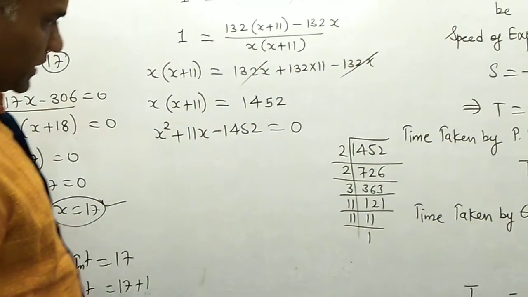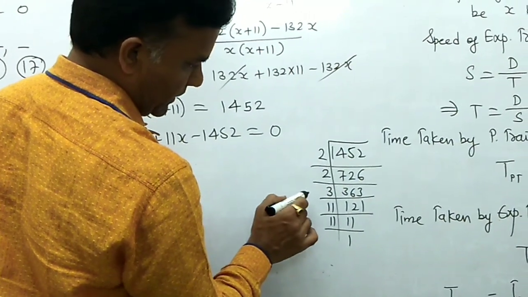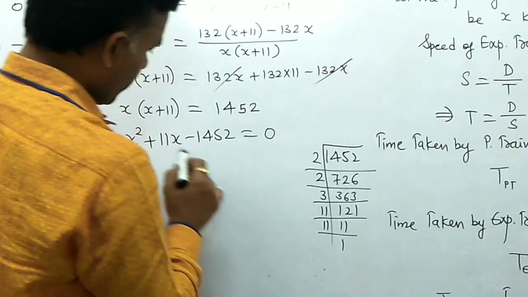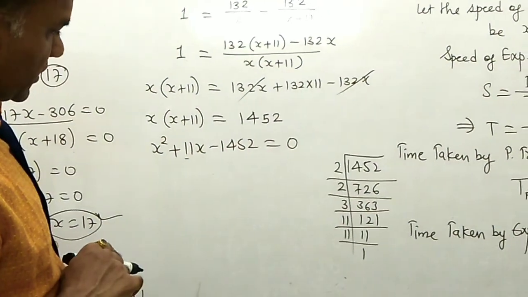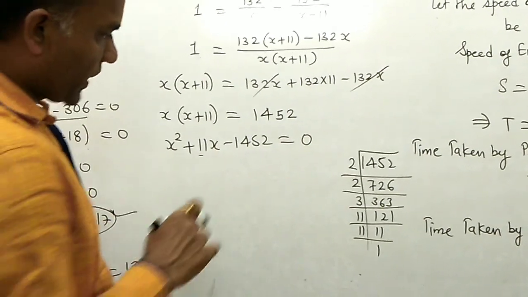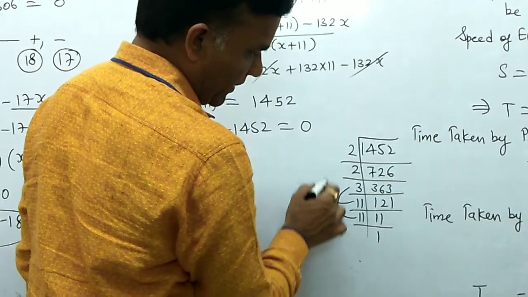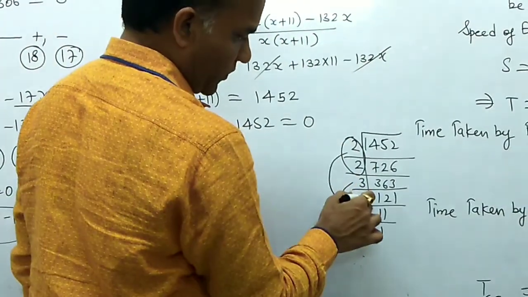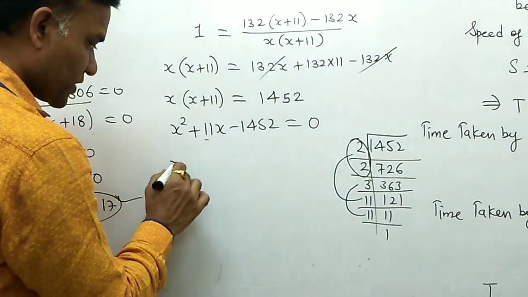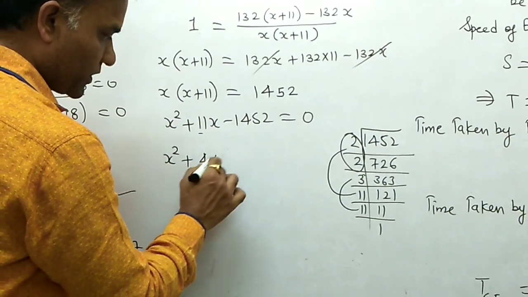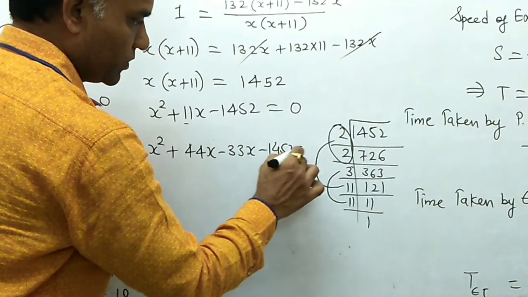Okay, so now factor of 1452: 2 2s are 4, 4 3s are 12, and 12. Because you multiply two numbers whose difference is 11 and product is 1452. So 11 threes are 33 and 11 fours are 44. So 44 and 33, their difference is 11. So the factors are x square plus 44x minus 33x minus 1452 equal to 0.